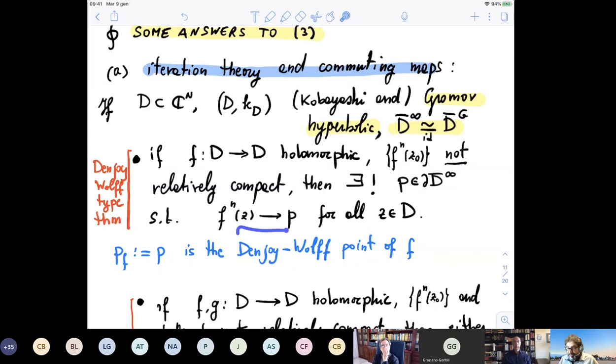This is because, you know, by Carlson everything converges to a point in the Gromov boundary, but the Gromov boundary is naturally homeomorphic to the natural boundary, so there is only one point, and it's the identity which makes this homeomorphism. So when you stay inside, it's exactly the same map, and then this comes from this. And this point here you might call the Denjoy-Wolff point.